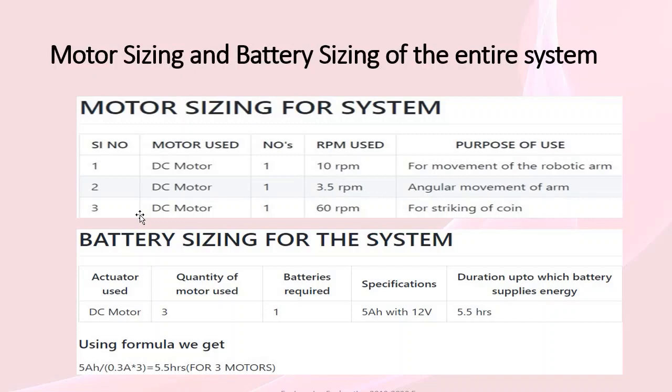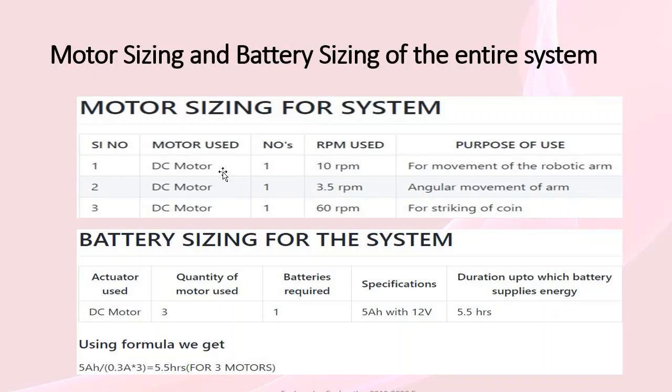This is the bill of material required for the entire system. And next, motor sizing and battery sizing of the entire system. We are using 3 DC motors in the system. One is 10 RPM, which is used for the movement of the robotic arm, the second one is 3.5 RPM, which is for the angular movement of the arm, and the third one is 60 RPM for striking of the coin.